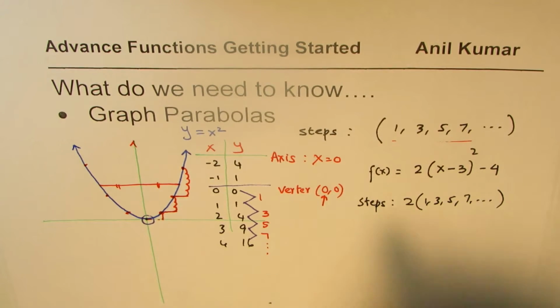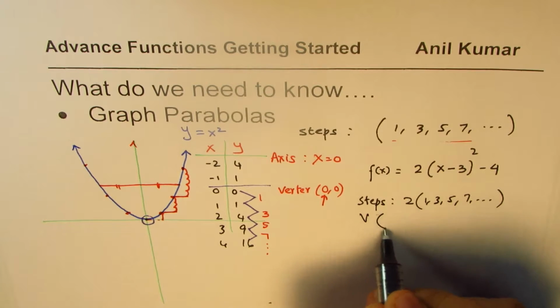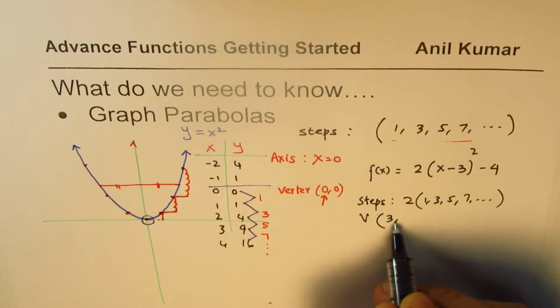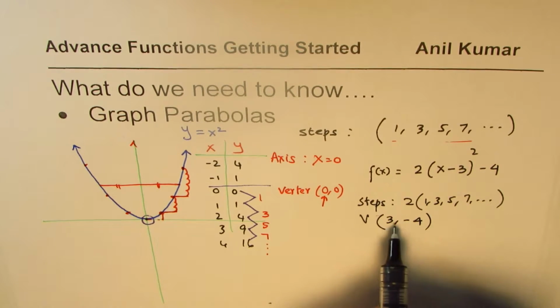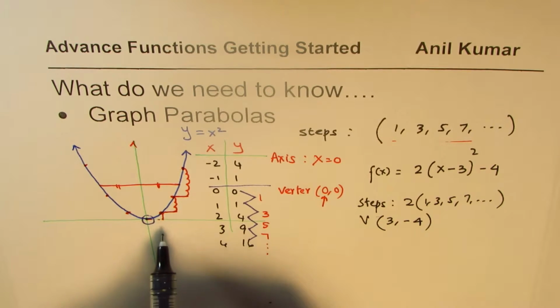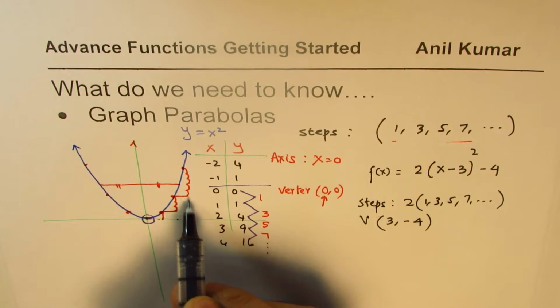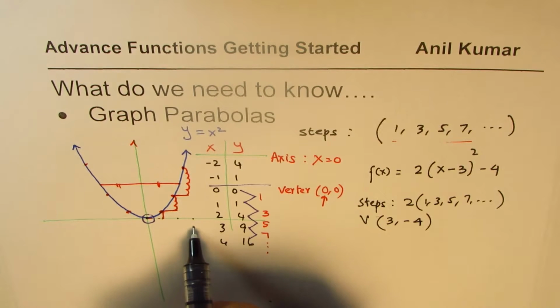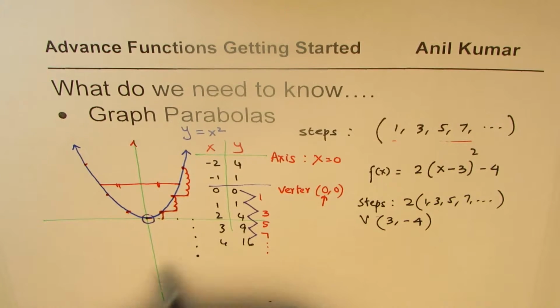As far as the vertex is concerned, let me write V as the vertex, which will be at (3, -4). So we can go to 3, -4. In this case, this is 1, this is 2, this is 3, right? Minus 4 means 1, 2, 3, 4. Let's say this is -4 for us. So that becomes the vertex, okay?